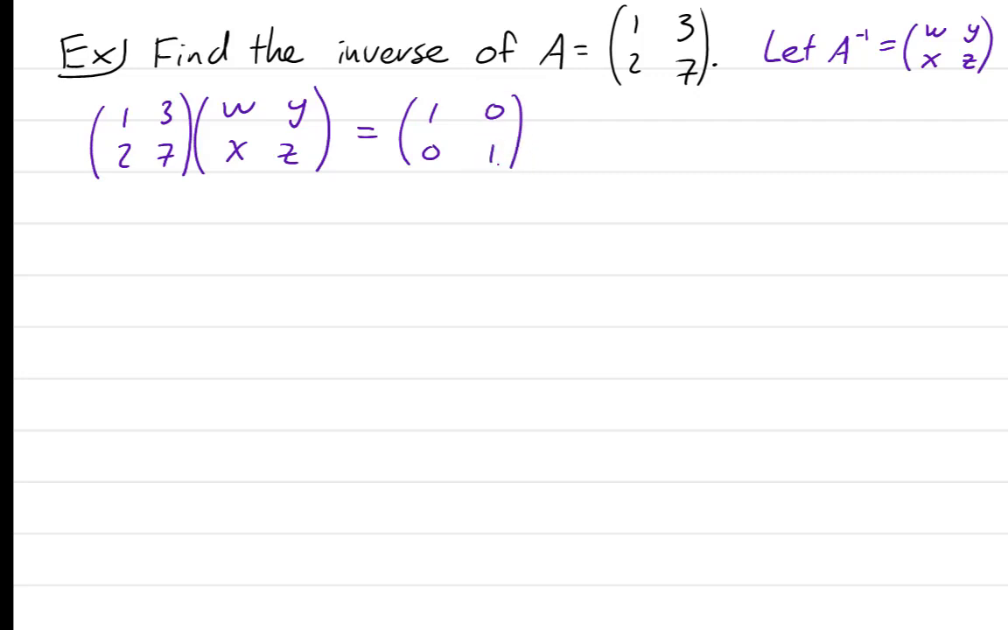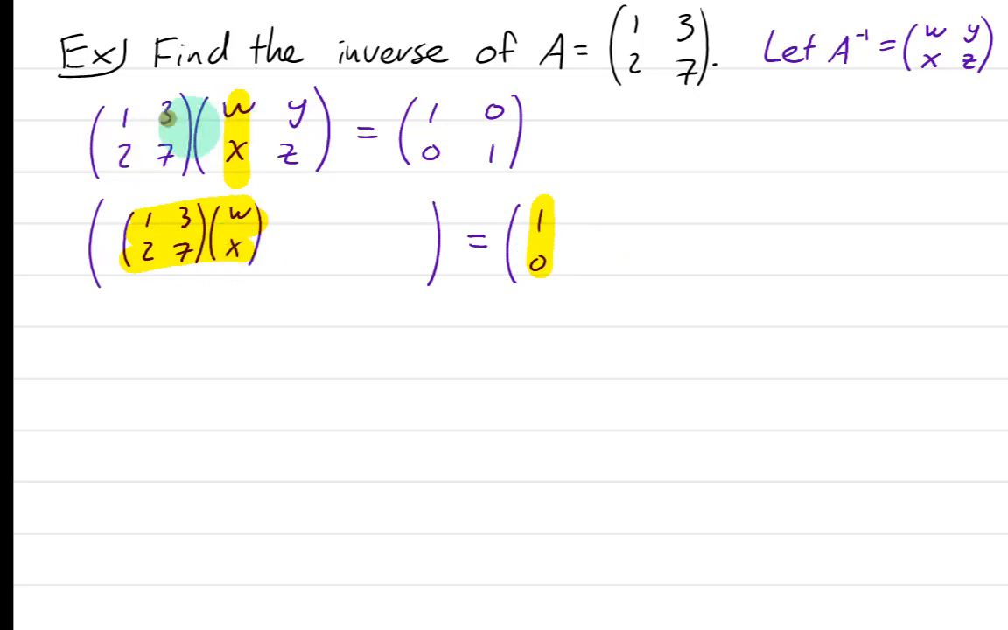So that's the goal. But what I want to do is think about the result of this product as being where one column, the first column here, is going to be the result of doing A times WX. So that's going to look like 1, 2, 3, 7 times that WX. And the result of doing this should be the first column of the identity matrix, 1, 0. So we should be able to get that A times that WX vector to become 1, 0.